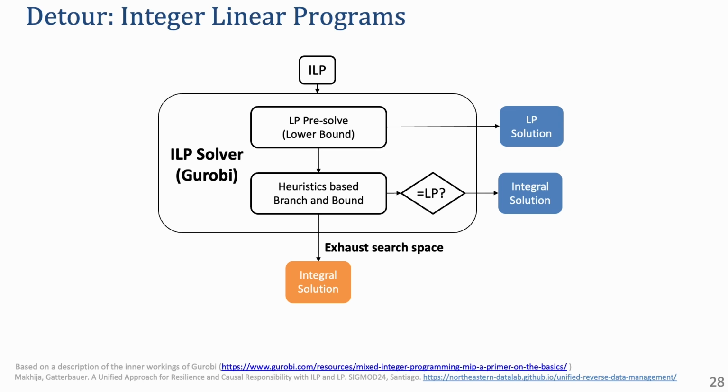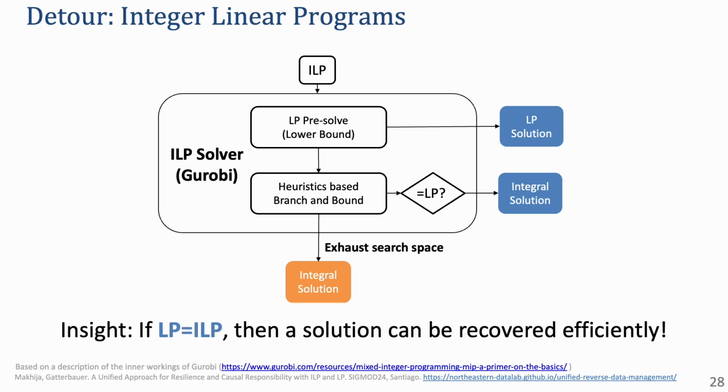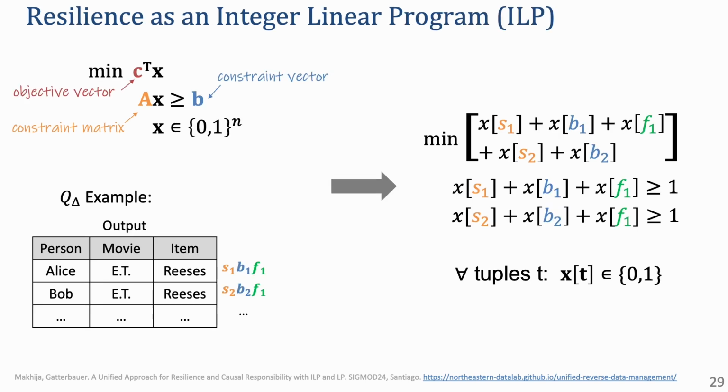You don't need to know the details of the internals here, but the key message is that if the objective of the lower bound and the ILP are the same, then you can find the integer solution also in p-time, even though the general problem is NP hard. You might have guessed where I'm going with this.